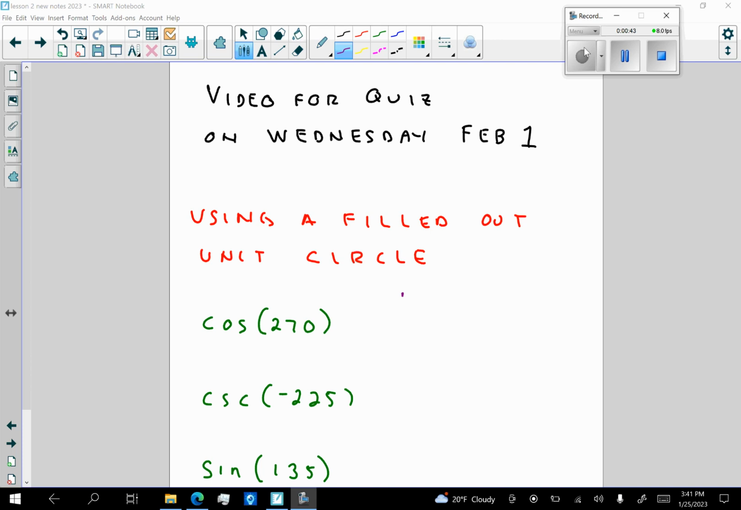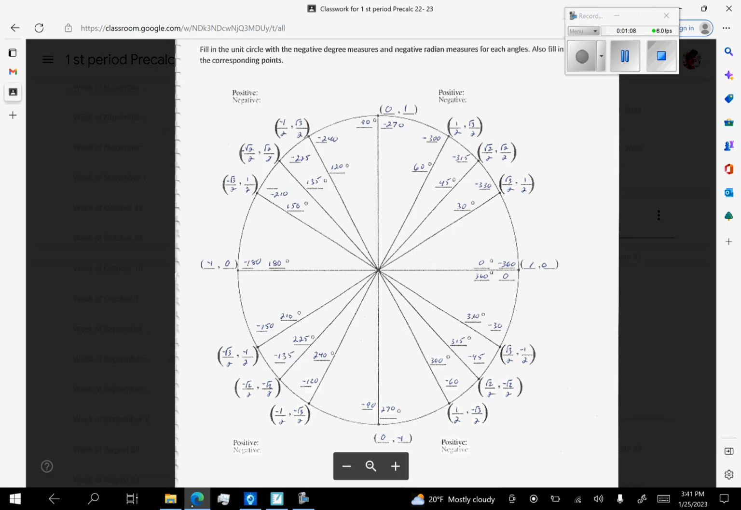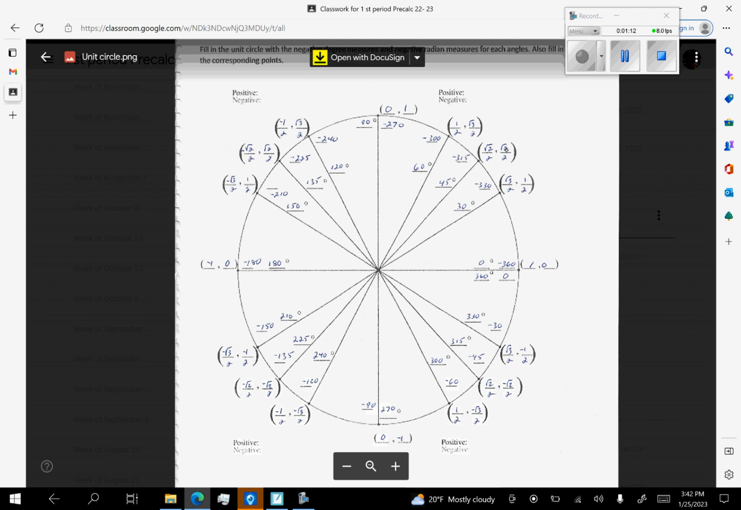determine the trigonometric ratios of some angles given on the unit circle, but the key here is you're going to be given a filled out unit circle. So you are going to be given a picture of a unit circle filled out that I have actually posted on Google Classroom today. So here is your picture of a filled out unit circle, and you can notice that I have all the positive angles from 0 to 360.